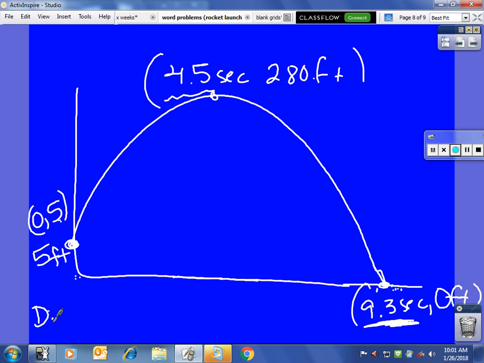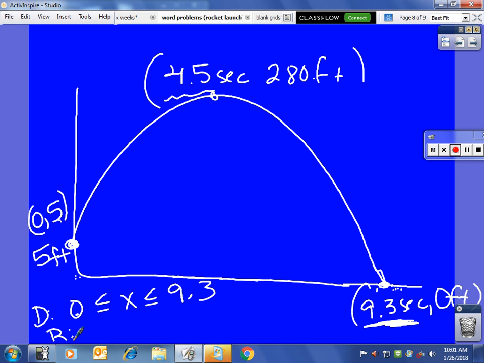Okay, now some kids said 5. 0. 0 is the lowest time. 0 is less than or equal to x, which is less than or equal to 9.3 seconds. This is the whole time it's in the air. Now be careful on range here. What's the range?